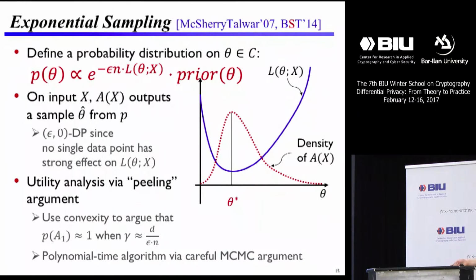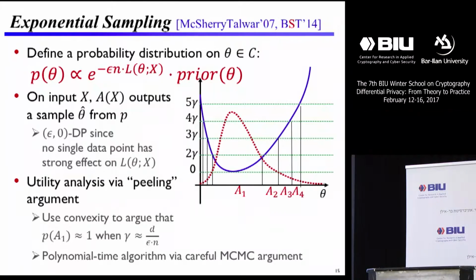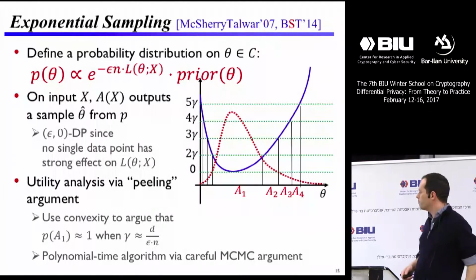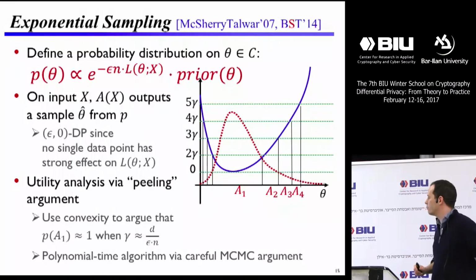You can analyze utility via something we called a peeling argument in the paper, where you're essentially dividing the convex set over which you're optimizing into a discrete set of subregions corresponding to the level sets of the original loss function, and then showing that the regions where the loss function is low have high mass. So it's a more involved version of the utility argument that Katrina presented on Monday morning. I'm not going to go through it in detail. I just want to give you a flavor of what's going on.